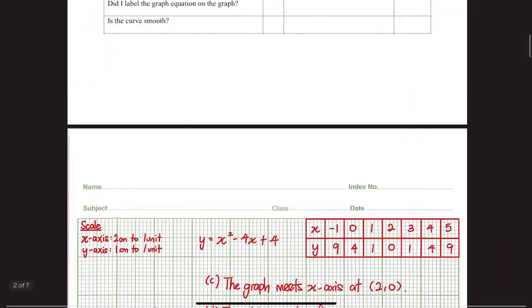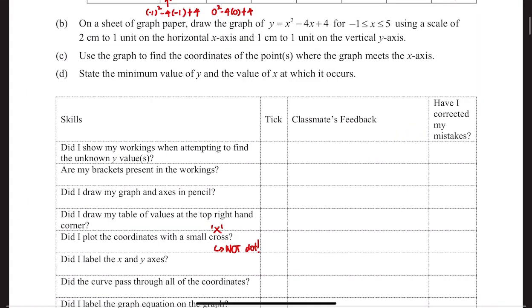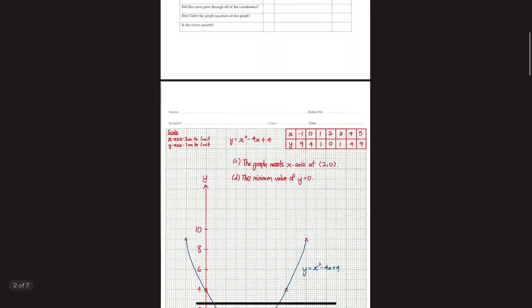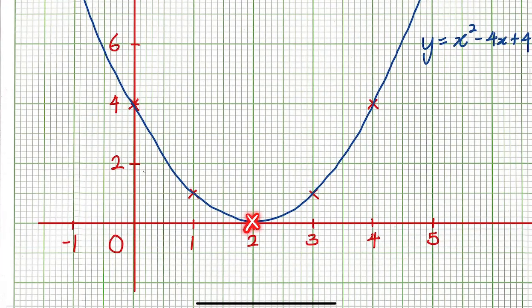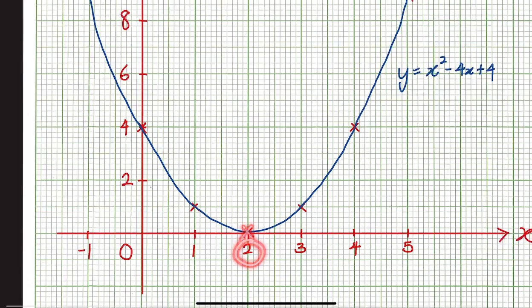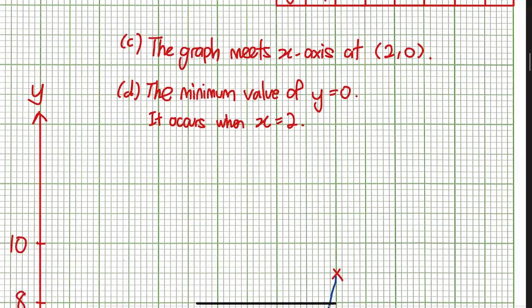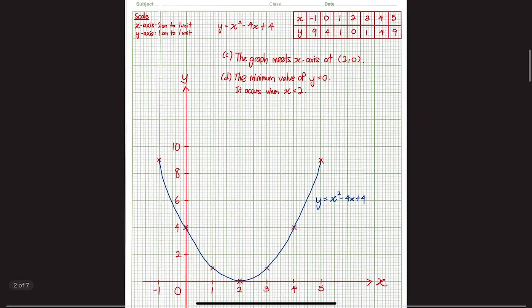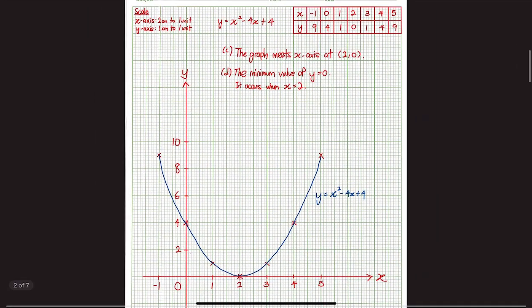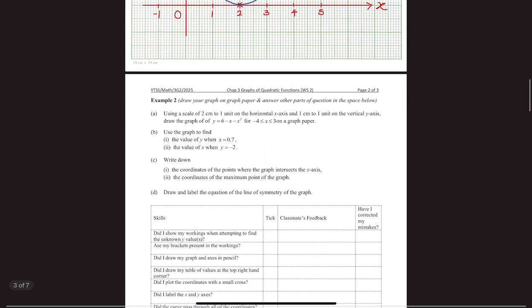And then the question says, state the value of x at which it occurs. So when y is equal to 0, this point here, my x value here is 2. Okay, so over here, it occurs when x is equal to 2. Okay, great. And with that, we have done example 1. Alright, so now let's look at example 2 now.